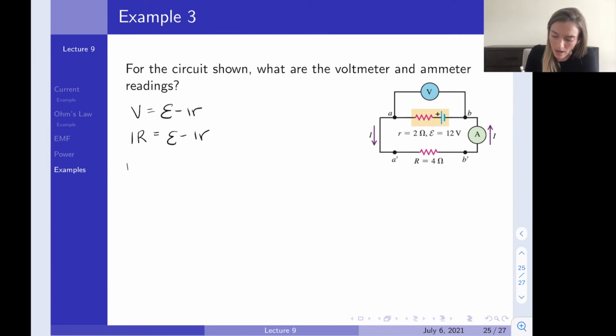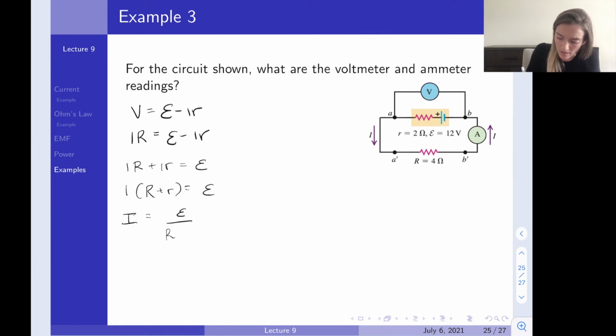So let's solve for I. I can rewrite IR, moving the little Ir to the other side, and now I can factor out an I. I have capital R plus little r. Then I can divide both sides by capital R plus little r, and I get this equation.